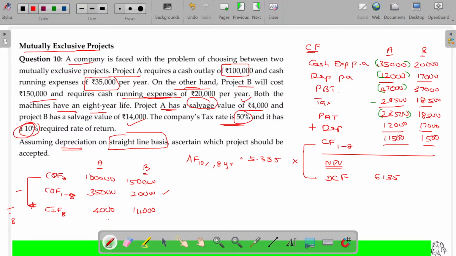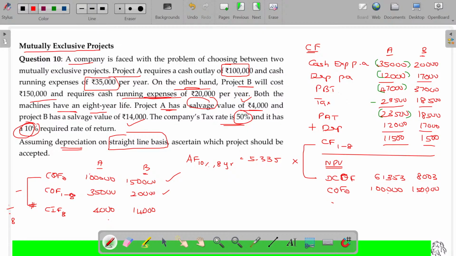61,353 negative. Here 8,003 negative. Apart from that, there is the cash outflow at the 0th period. Discounted cash outflow over the years and cash outflow at the 0th period. This is the cash outflow at the 0th period: 1 lakh and 1 lakh 50. For A, the initial cost is lesser, but the running cost is higher. For B, the initial cost is higher, the running cost is lesser.